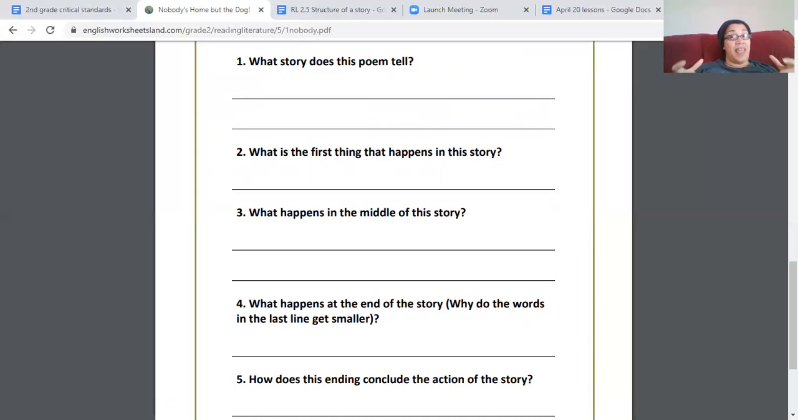So conclude means end, right? We always talk about conclusions. That's just a different variation of the word, okay? So conclude, it's still like a conclusion. It still means to end, right?